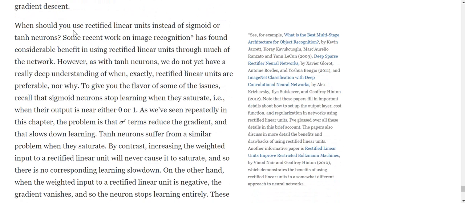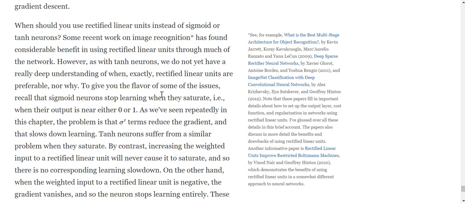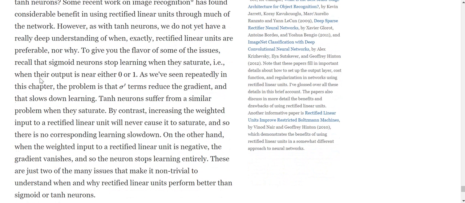So when should you use a ReLU instead? This is a great question, because this looks so much different than the functions which we are used to seeing. They are smooth, they curve out at the end, but this is a totally different thing. So when should you use it? Some recent work on image recognition has found considerable benefit in using ReLU. However, as with tanh, we don't yet have a really deep understanding of when exactly ReLU units are preferable. To give you a flavor of some of the issues, recall that sigmoid saturates near 0 or 1, right?